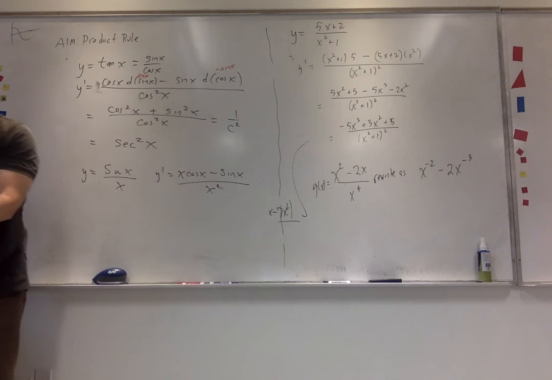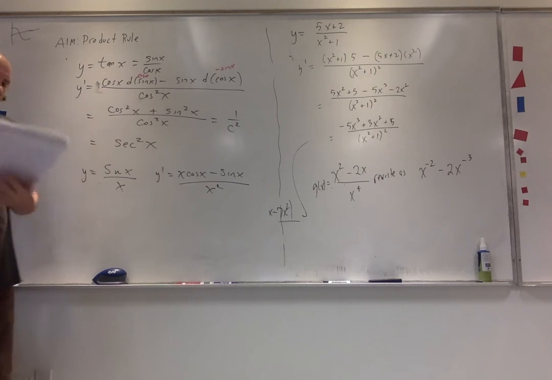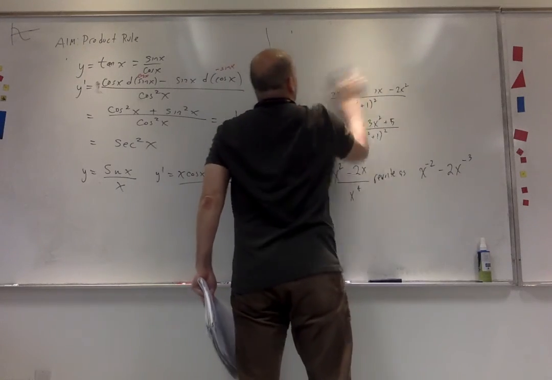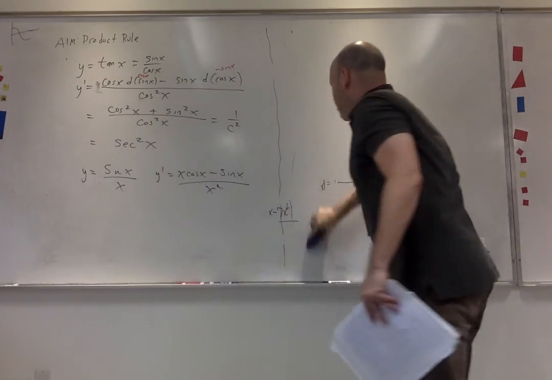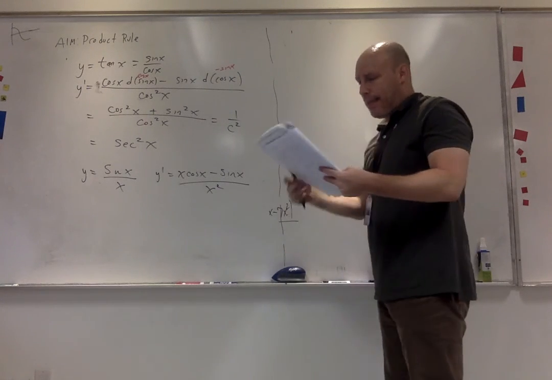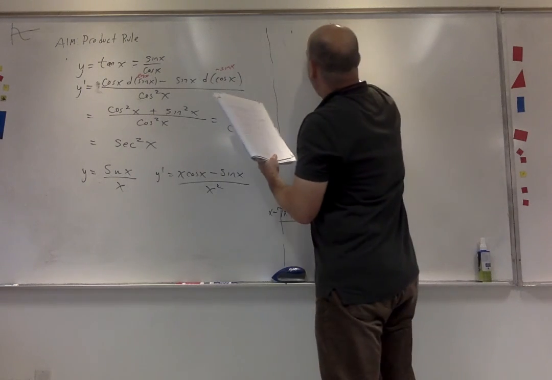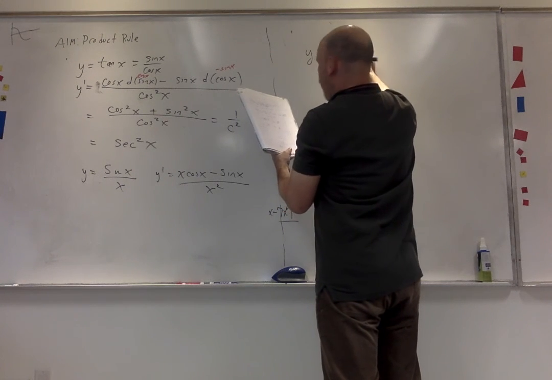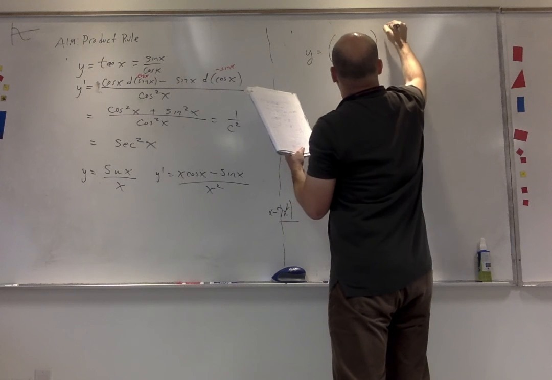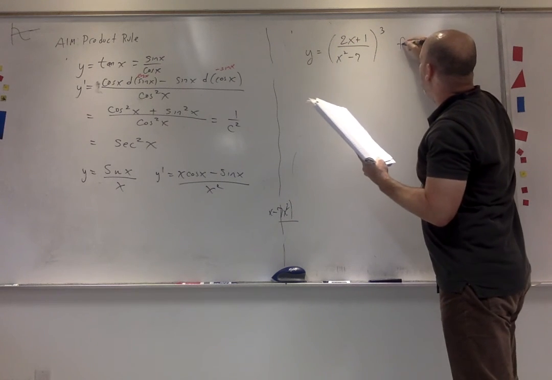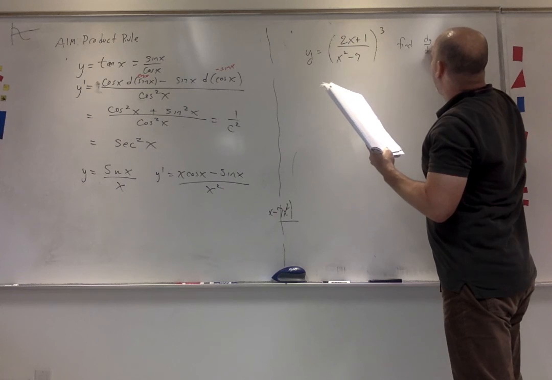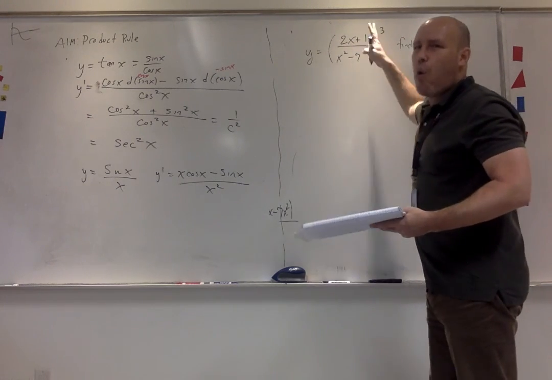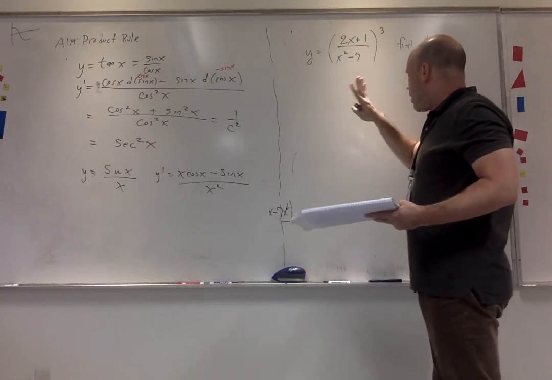I think that's it. Some of these just become tedious. For example, they don't ask this anymore. This is old AP stuff from the 90s. They might say y equals, open parentheses, 2x plus 1 over x squared minus 7, to the third power, and they say find dy over dx. Then you have to do the chain rule, and then the quotient rule, and it just gets very tedious.